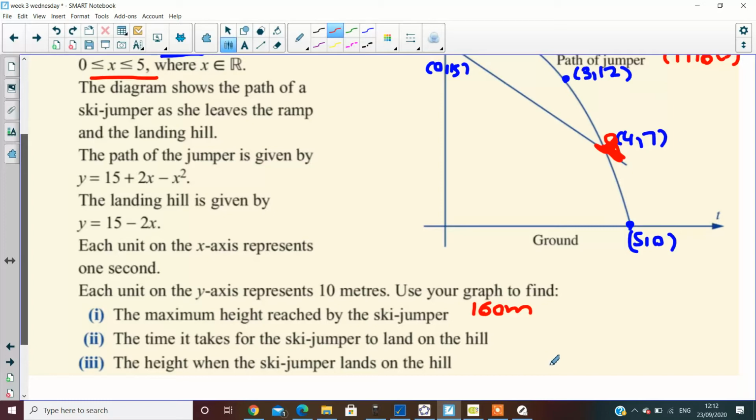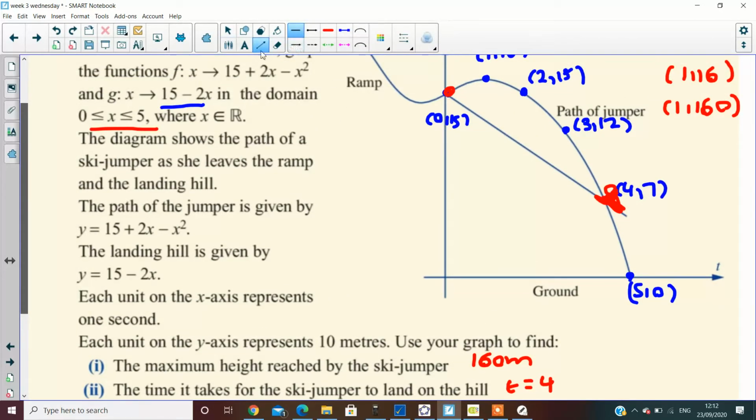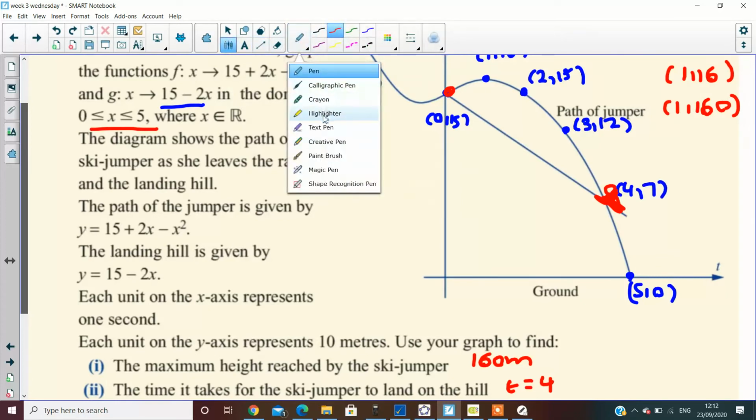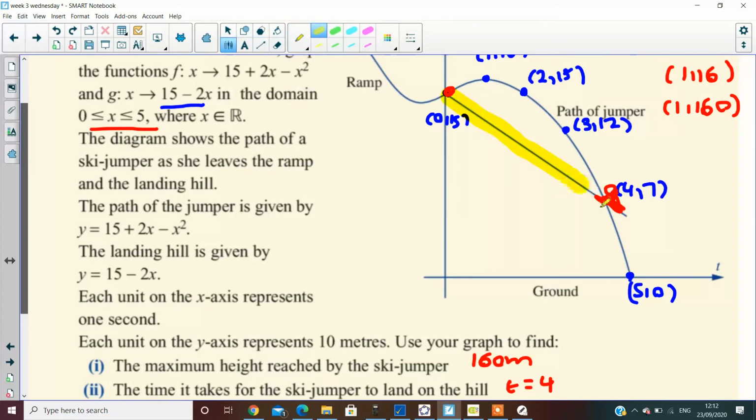Wait, the time it takes the ski jumper to land on the hill. She leaves the ramp and hits the landing hill. So is everybody happy with 4 seconds when she hits it again? 5 seconds is the ground and the line is the landing hill. So I think this counts as the landing hill, this part here. The yellow line represents the hill or landing ramp. So she hits it at 4. The time it takes to land back down is 4 seconds into the jump.